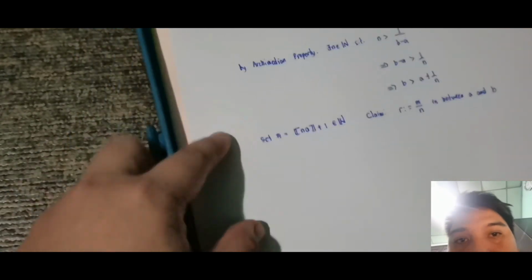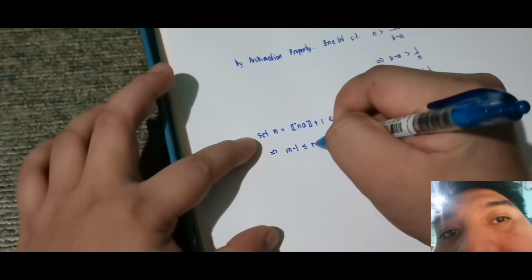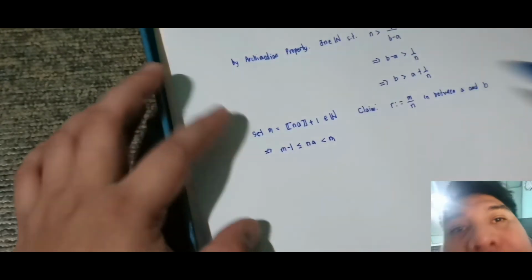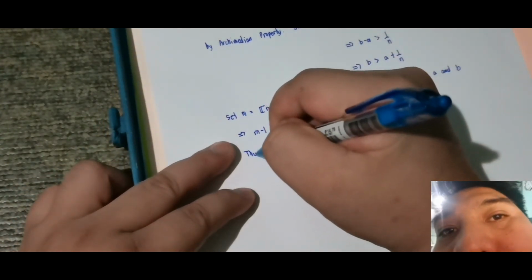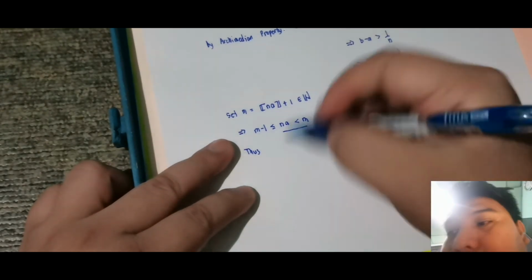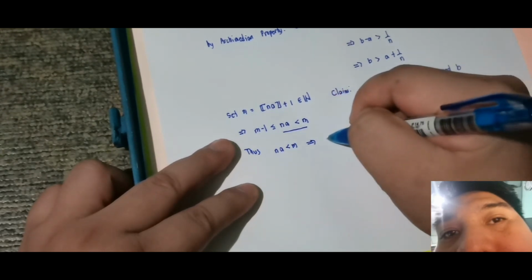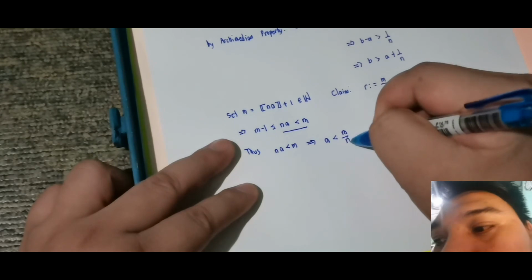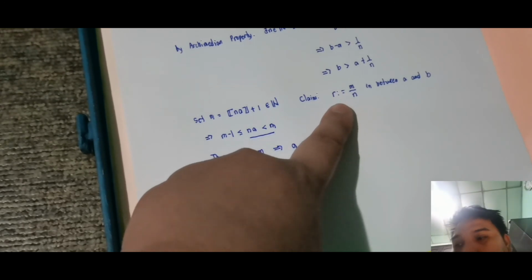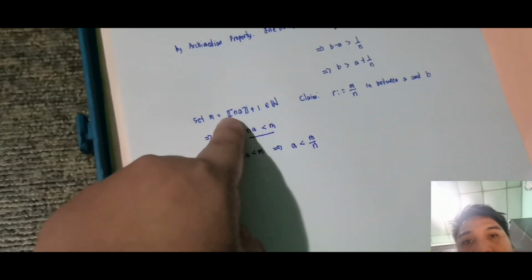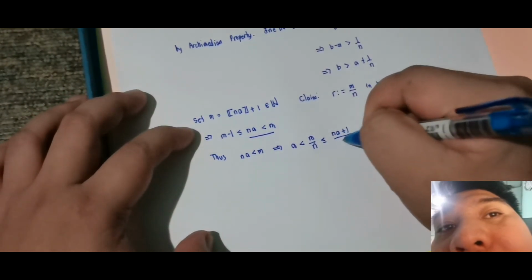Okay, so note that mula dito, this implies that m minus 1 is less than or equal to na less than m, by definition of greatest integer function. So, thus, ano napapansin mo? Thus, itong part na to kukunin ko. Nakikita mo dyan na yung na is less than m. This implies that a is less than or equal sa m over n. Ngayon yung m over n na yan, less than or equal naman siya. Ano yung m? M natin is na plus 1. So this is less than or equal sa na plus 1 over n.